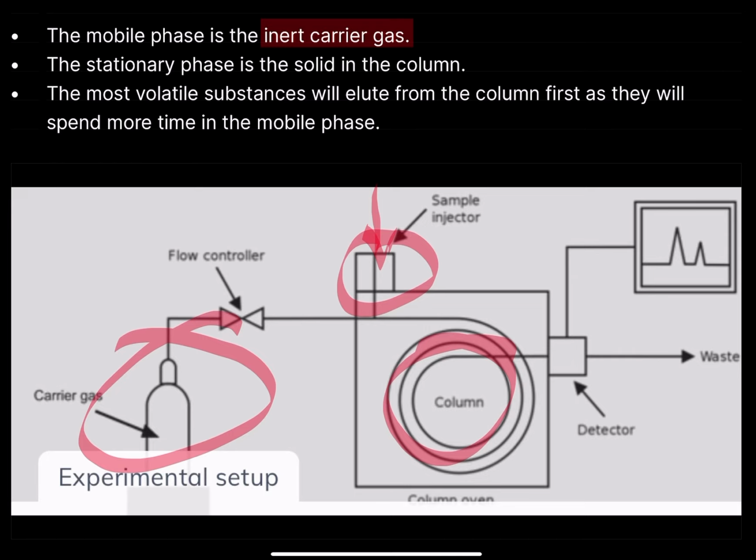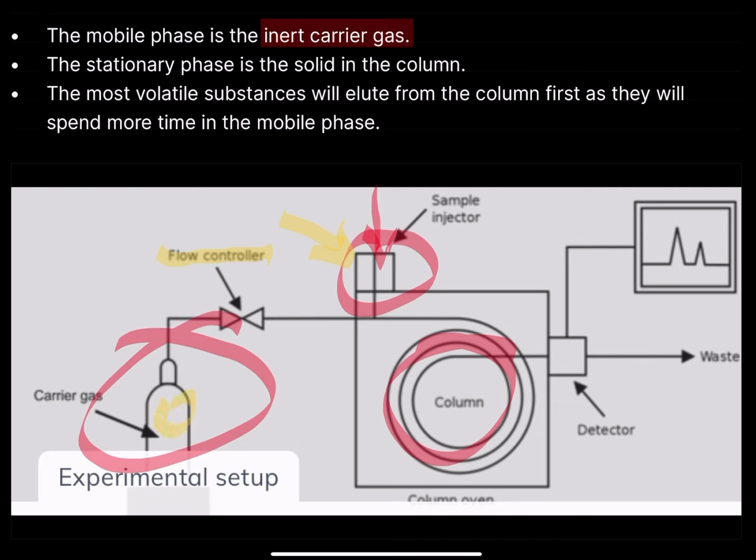The carrier gas, as I said before, I'll choose a different color now. Here, as I said before, is where we would inject our sample. This flow controller here is really just to make sure that we're maintaining good pressure, because we want to make sure that we control that. It's very important.